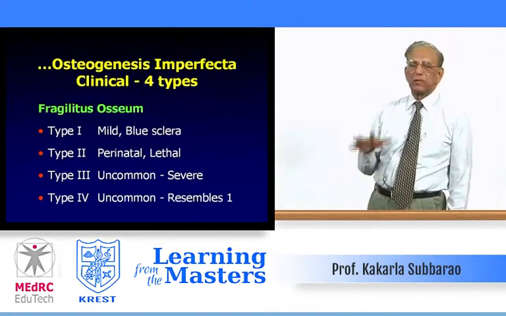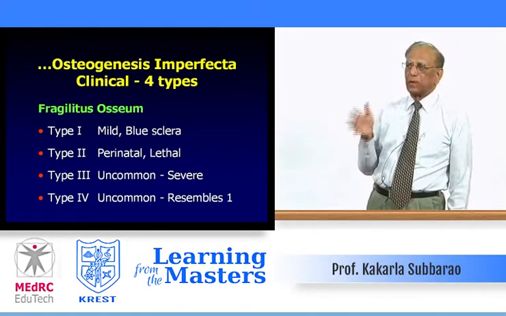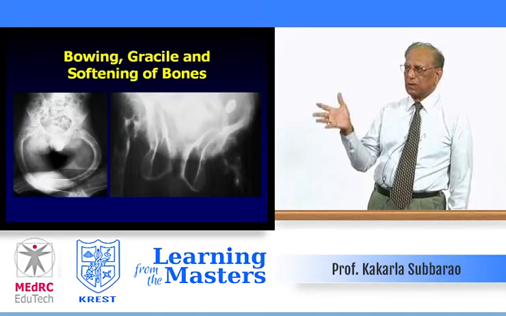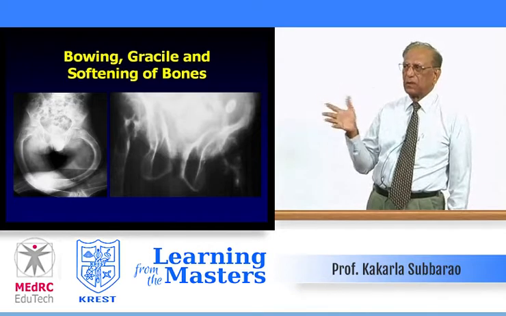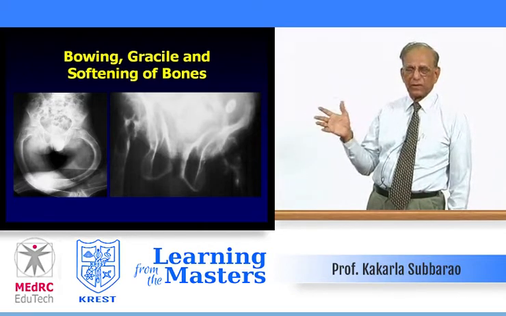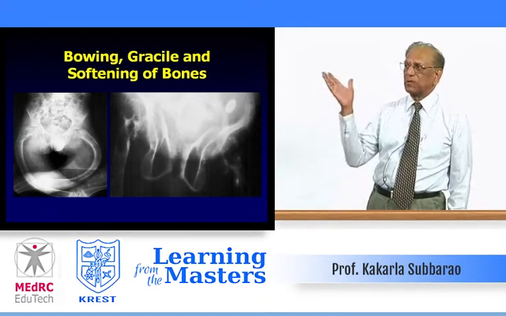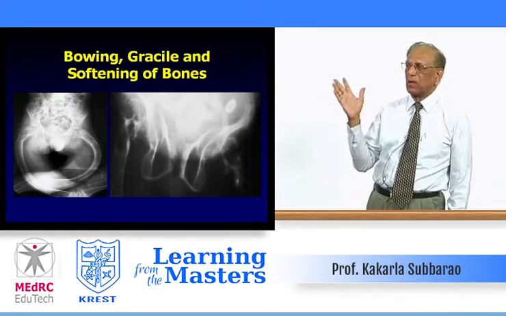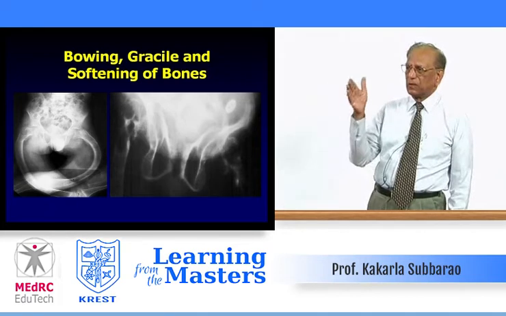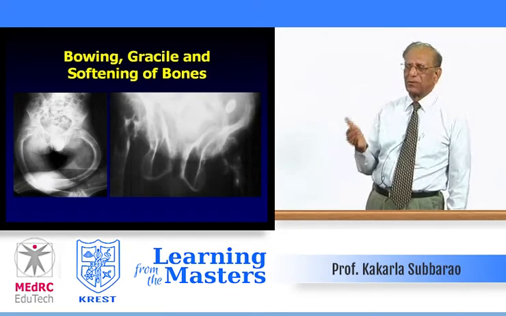Then comes osteogenesis imperfecta. There are clinically four types, but in the pelvis we see mostly osteopenia, fractures, healing fractures, deformities of the bones. Look at the pelvis, softening of the pelvis, so-called autopelvis. And then look at the femora, bilateral curved femora.